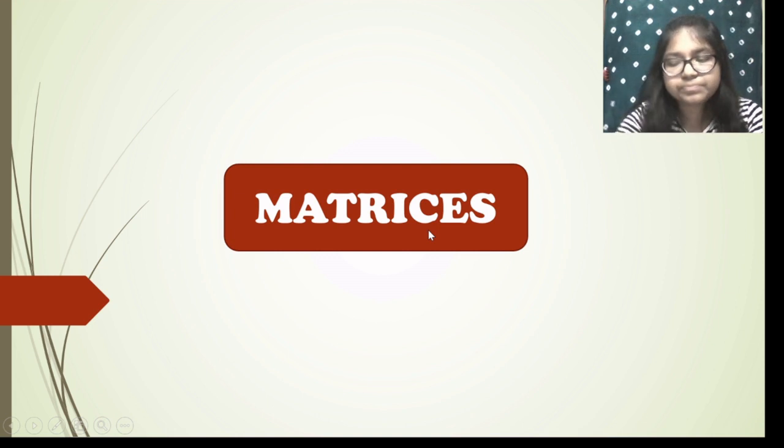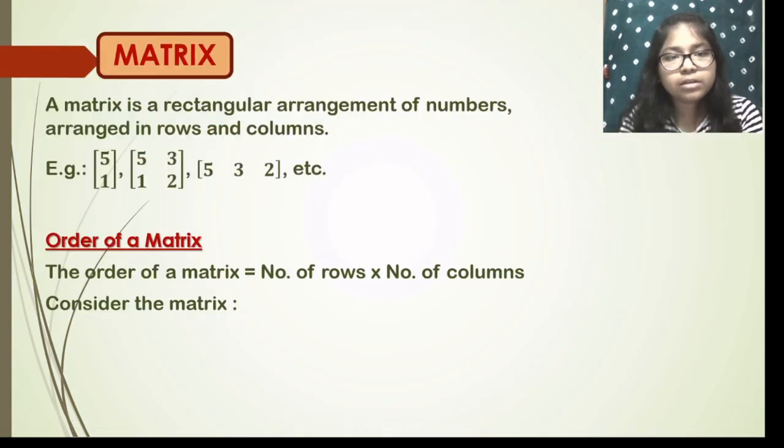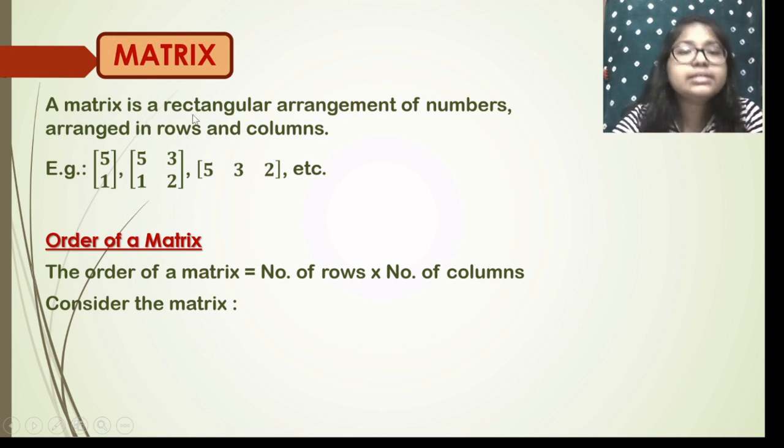Matrices. So what is a matrix? A matrix is a rectangular arrangement of numbers arranged in rows and columns. A matrix is represented within square brackets or within round brackets, anything of your choice. These are called the elements of a matrix.